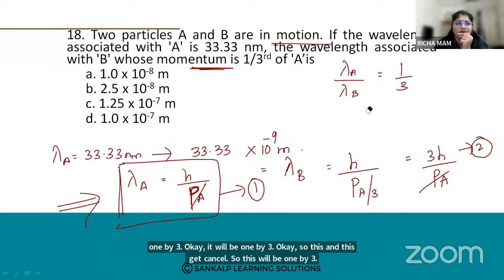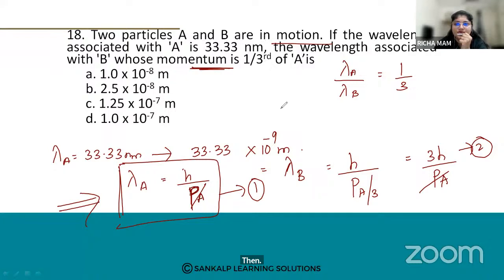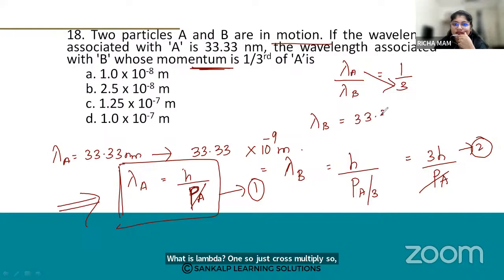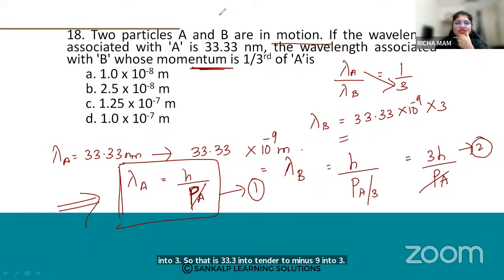Just find out now. So lambda B, what do you have to get? Just cross multiply. So lambda A into 3, that is 33.33 into 10 raised to minus 9 into 3. Find out how much answer you are getting. Just check.